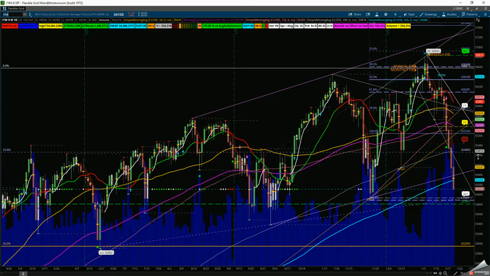Maybe you'll hedge your positions. We have lost that linear regression up channel, the purple one. We fell through this one. Does this mean the 38.2 Fib will act as support?